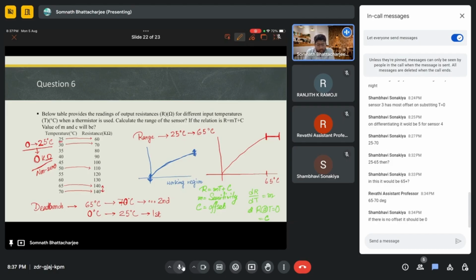So by this we can calculate the offset from here. So we can say that it may be a zero value or it may not be a zero value. It can be a non-zero value as well. So what will be the value of offset? At t equals 0, R equals 0.